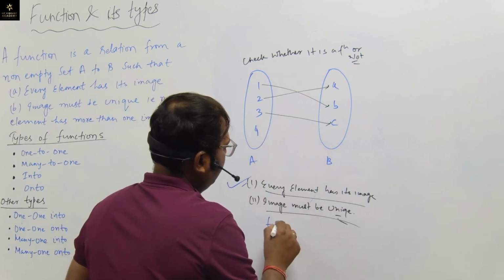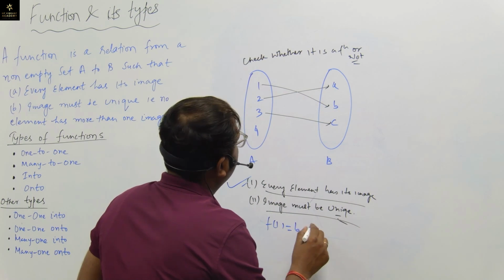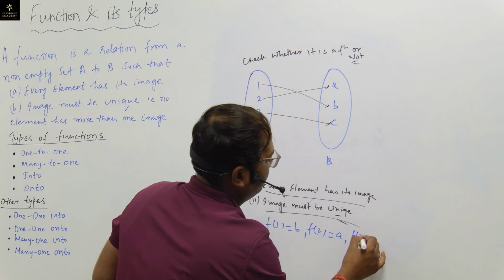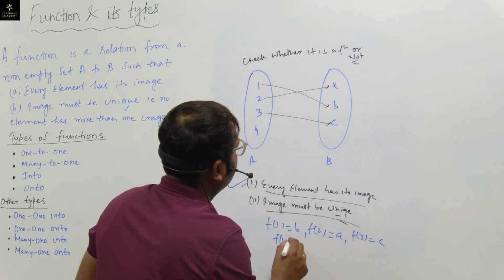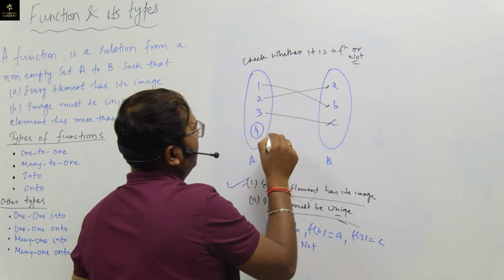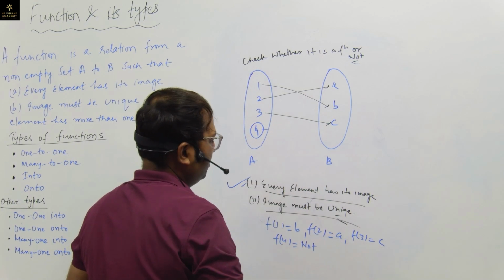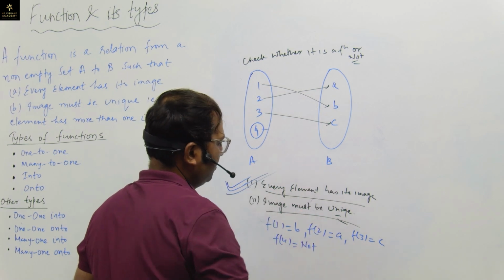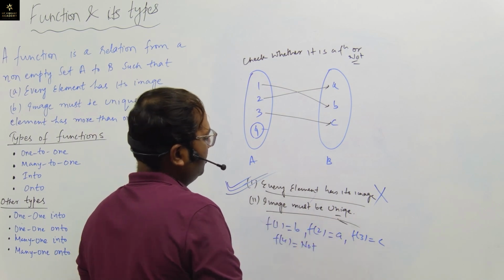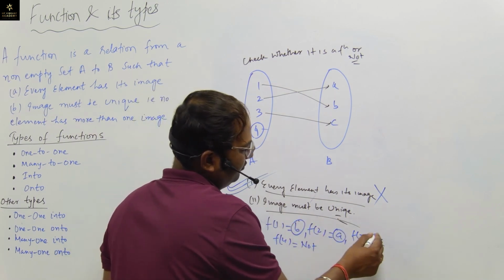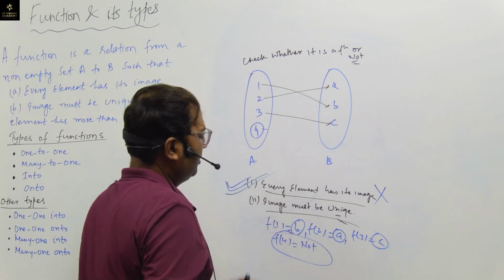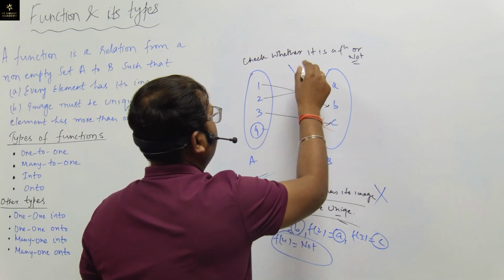So f of 1 is equal to b, f of 2 is equal to a, f of 3 is equal to c, and f of 4 is not defined. There is no image of 4. So the first condition has failed. This condition is not satisfied. Secondly, the image must be unique, but the image of element 4 is not defined, hence this is not a function.